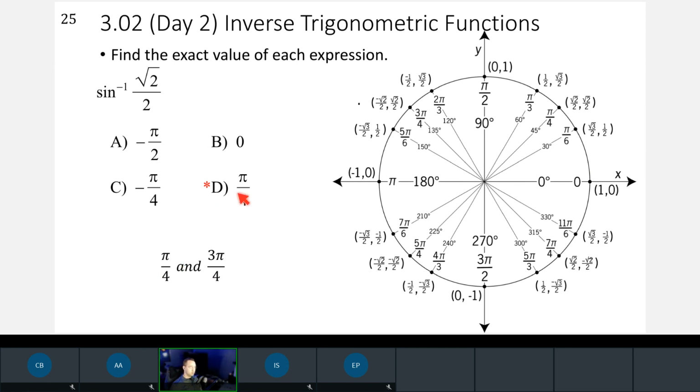Now, a good multiple choice test, I think, I would have omitted pi over 4, and I would have had 3 pi over 4 instead, and then I would have had something else for here. And then typing this in wouldn't have yielded any of the answers, and you'd be forced to use the unit circle to identify that the answer is also 3 pi over 4.